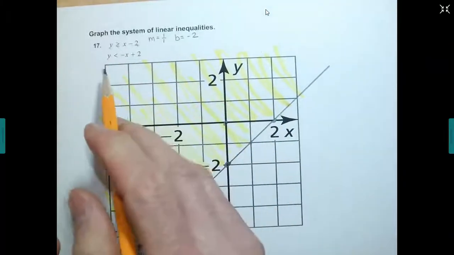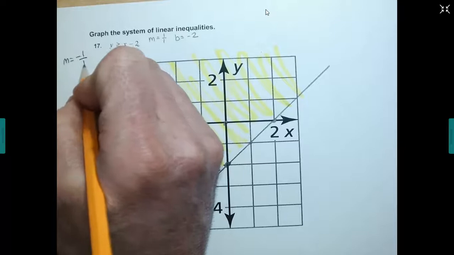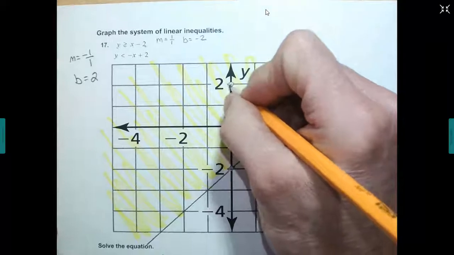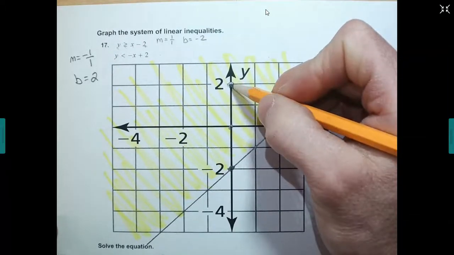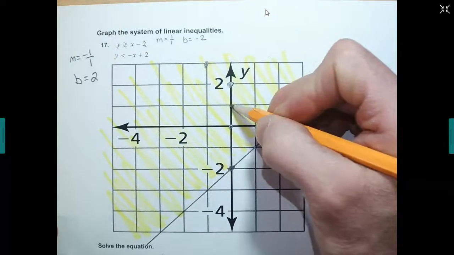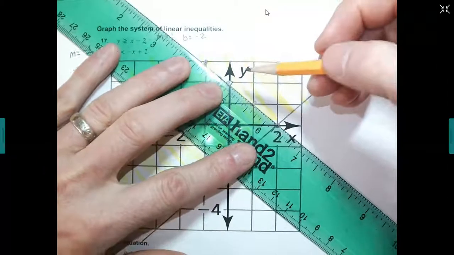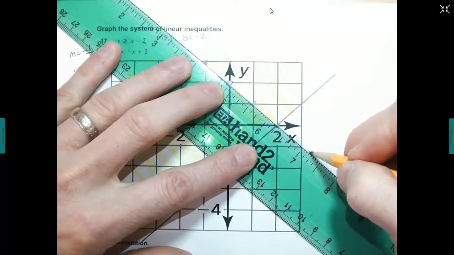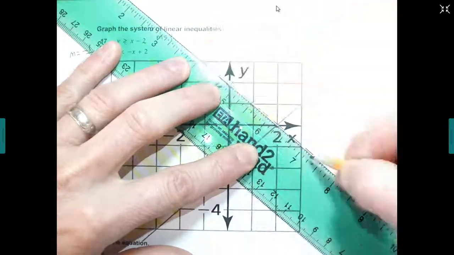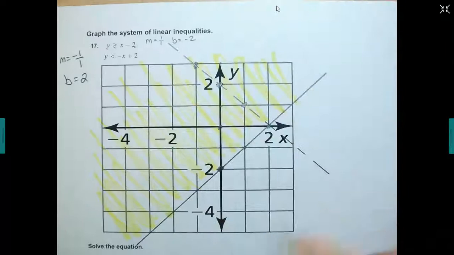Now for this one, y is less than negative x plus 2. I have a slope of negative 1 over 1. And I have a y-intercept of 2. So I find my 2, and then I go up 1, positive 1, negative 1. Or I go negative 1, positive 1. And this is less than, so this is going to be a dotted line, a dashed line, like that.